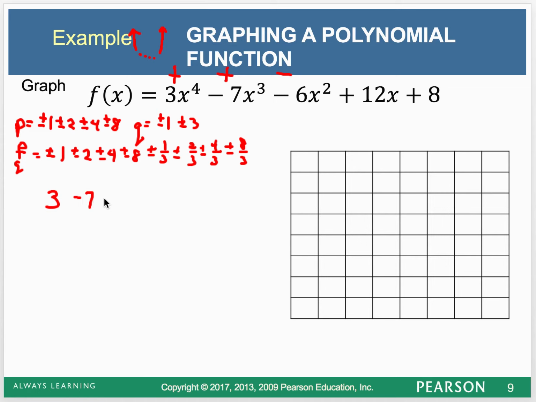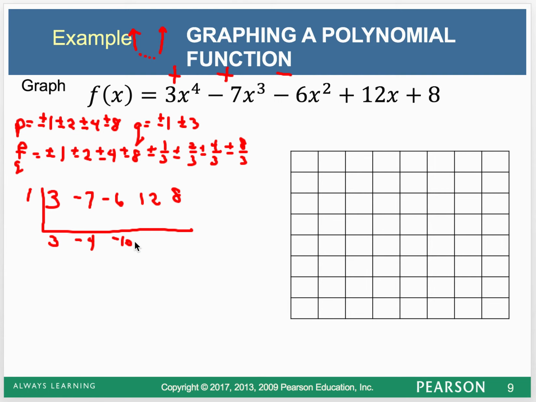3, negative 7, negative 6, 12, and 8. Let's just try 1. 1 times 3 is 3. Add them together. 1 times negative 4. Add them together. 12 minus 10. 1 times 2. Not 0.